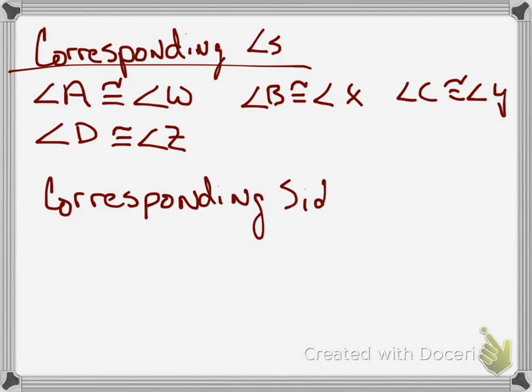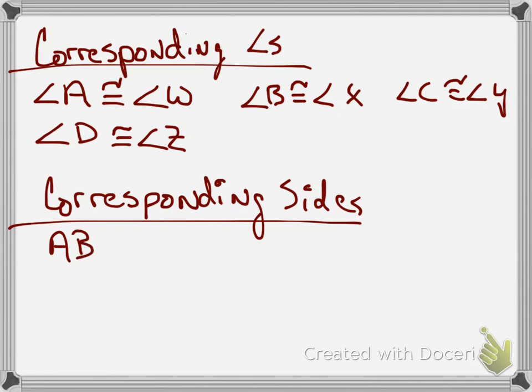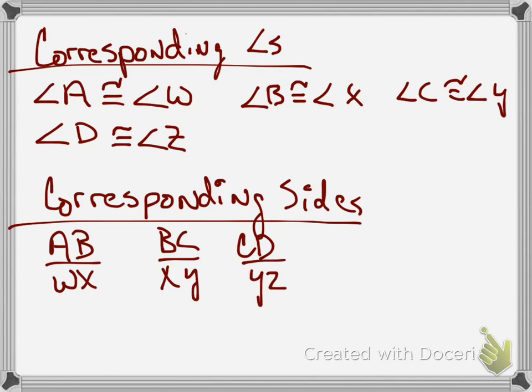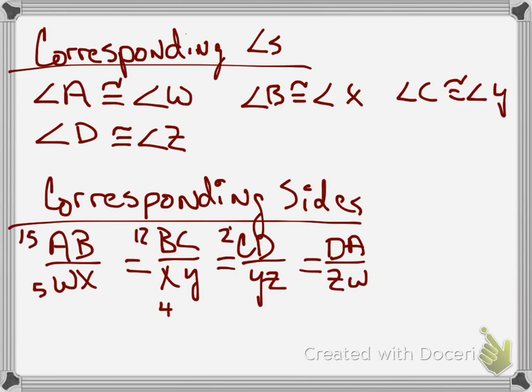In other words, if I take one side from each polygon, so like here, AB and WX, BC and XY, CD and YZ, DA and ZW, if I go around and take the side lengths, they should all be equal. So like 15 over 5, 12 over 4, 21 over 7, 18 over 6, all give me the same thing, 3 over 1, or just 3.